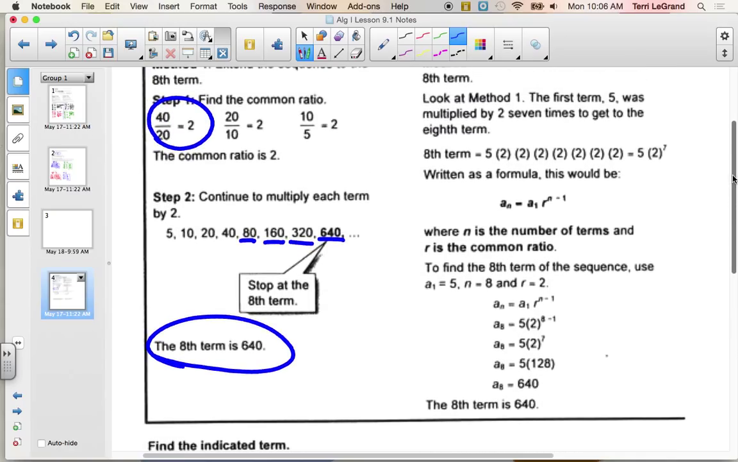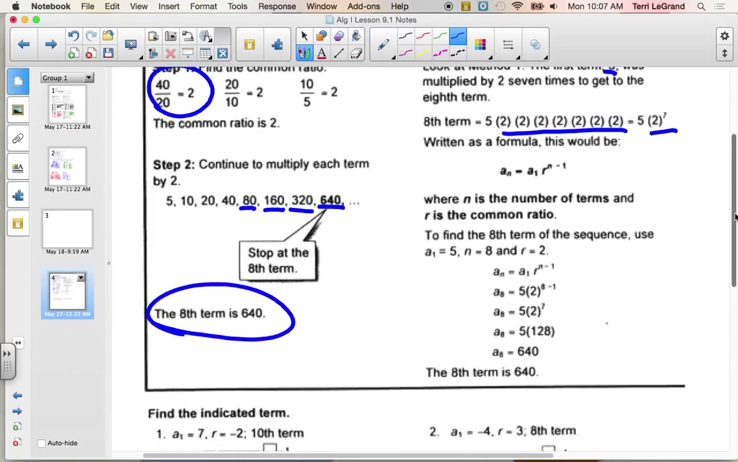So here they're taking our method 1 and they're saying, well, let's look at what happened there. The first term was 5. And that 5 actually ended up getting multiplied by 2 how many times? So 5 got multiplied by 2 to get 10, and 10 got multiplied. So in reality, 5 got multiplied by 2 how many times? 7 times. So if it got multiplied by 2 7 times, we could write that as 2 to the 7th power, couldn't we?